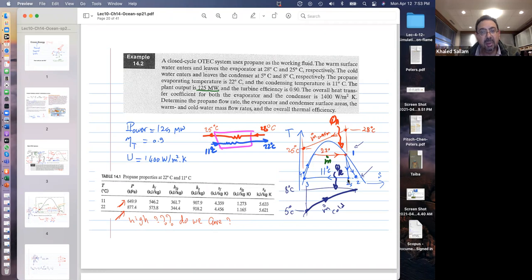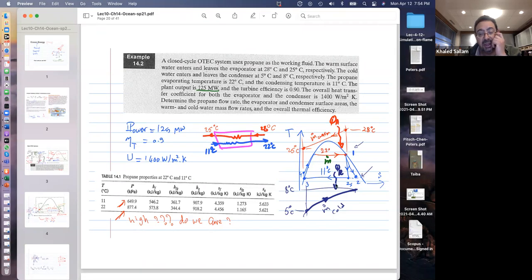Then what? Remember, we are trying to get the H. But the only thing I know about this point right now is the entropy and the temperature. It's 11, and its entropy is the same as this one. So what do I do next? I get the quality, X2S. How do I get the quality? I would say S2S is equal to SF at 11 plus X2S times SFG, SG minus SF.